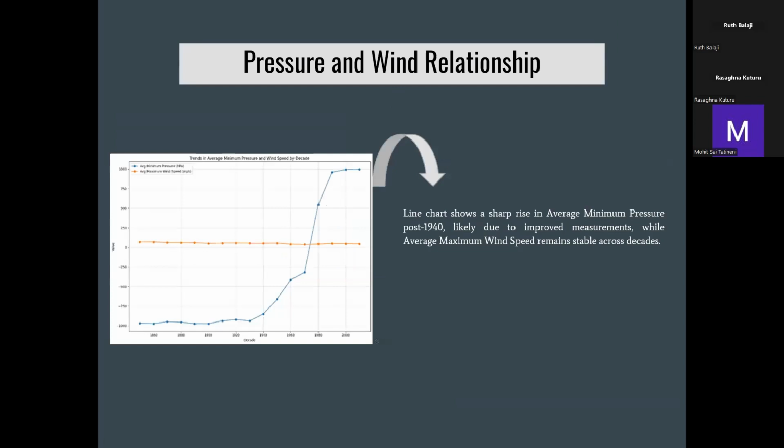Moving on to the next slide, the pressure and wind relationship. The line chart shows a sharp rise in the recorded minimum pressure post 1940, which is also due to better measurements during this time period. While the wind speed trends remain stable, they highlight advancements in data accuracy, and the impact on the storm is very understandable.